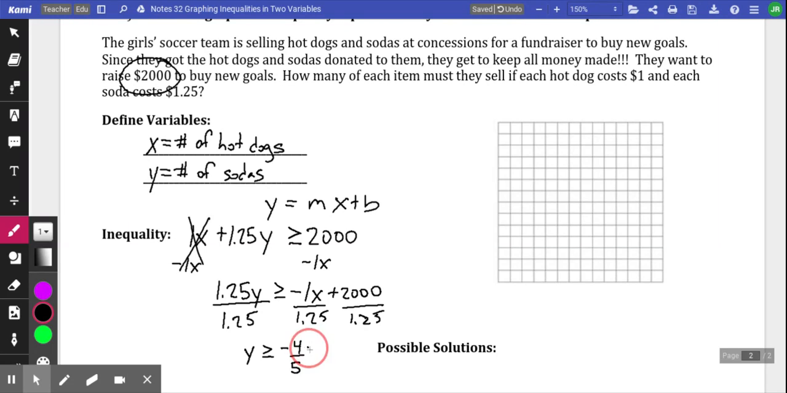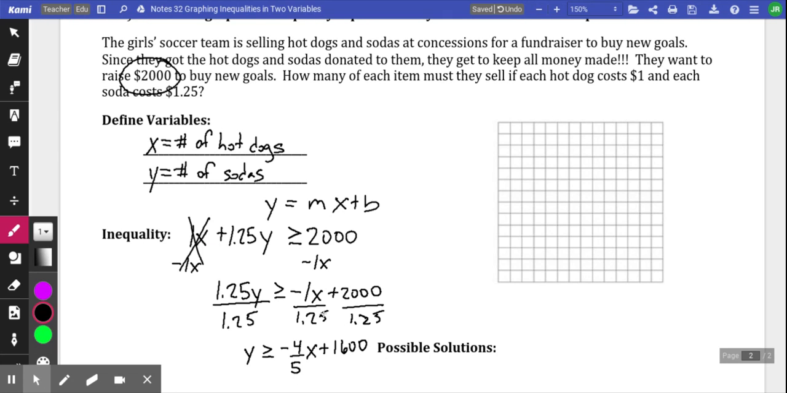And then again, that still has an x with it. And then we'll take positive 2,000 divided by 1.25, and that's going to give us 1,600. All right, there we go. So this represents our boundary. This is going to give us our possible solutions, our first possible solutions for what they could sell in order to make their goal. And then we're going to figure out what if they exceed that goal, where those solutions lie.